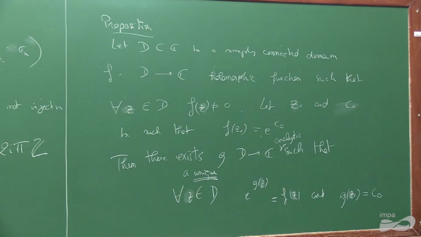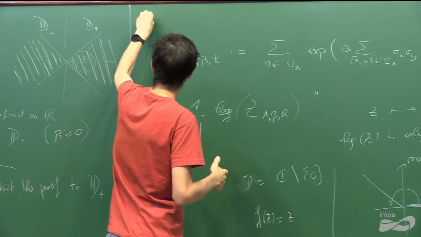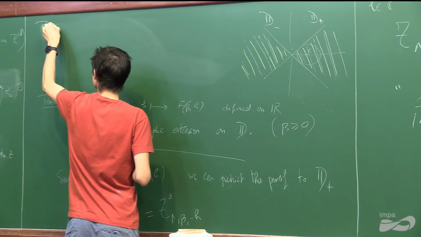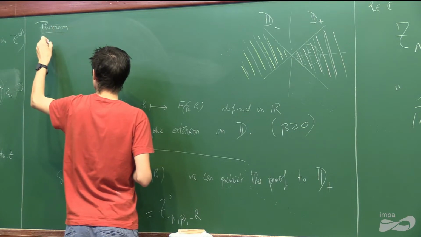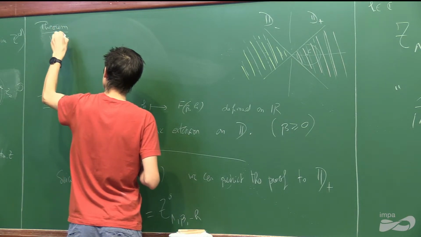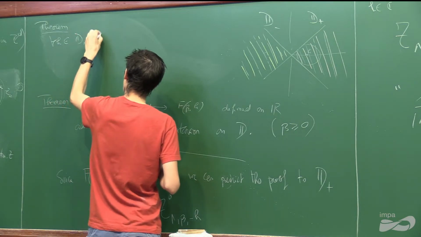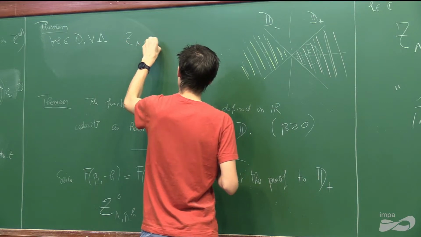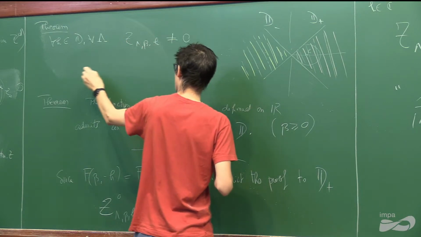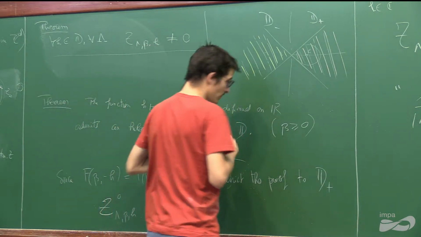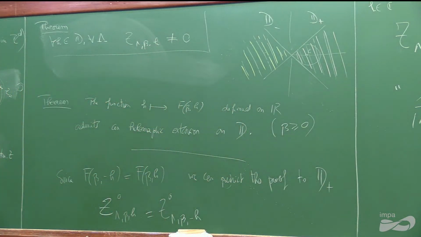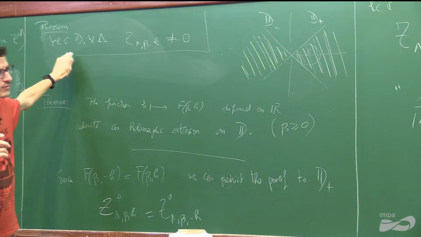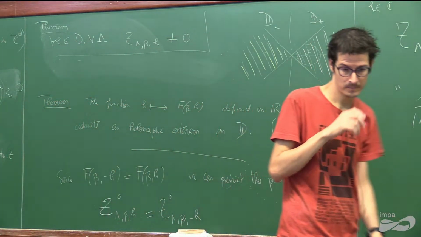So with this definition, where h is in C, what we have is that for all h in D, for all lambda, Z lambda beta h is not equal to 0. I will prove this at the end of the lesson, and we will try to move on from here to see what we need to do next.